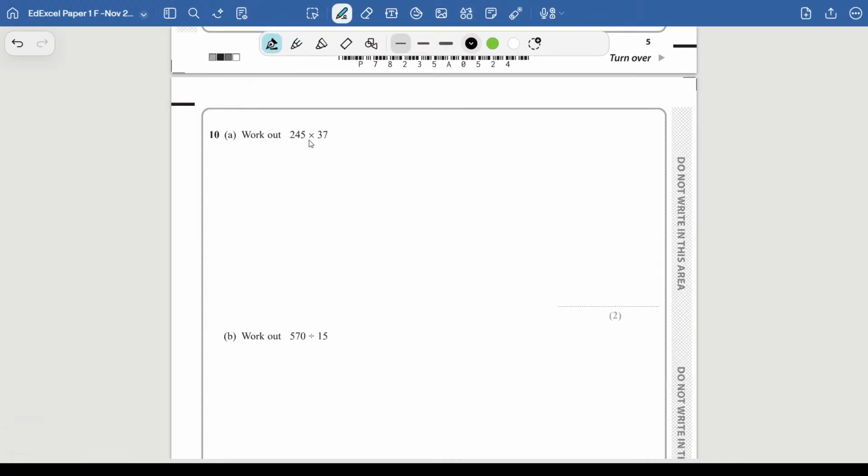Work out 245 times 37. You can use the normal multiplication method to solve this, or you can use repeated addition. So 245, you can split it as 240 and 5, and 37, you can split it into 30 and 7. And then if I try to find the sum of them, so first I need to times them.